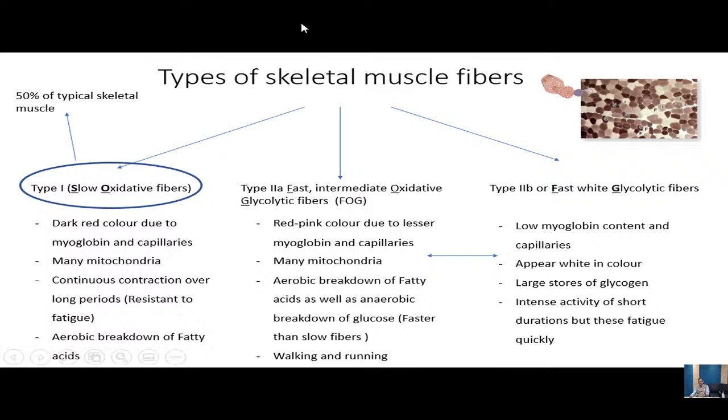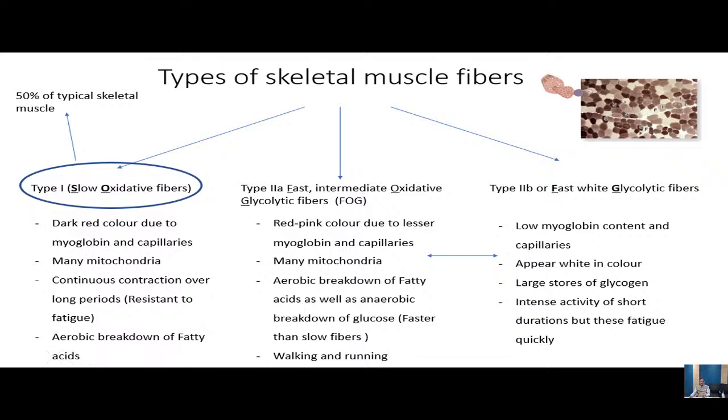Let me tell you why the cross section of these skeletal muscle fibers appears like this. These dark fibers have actually been stained with a dye, but if you look at the skeletal muscle fiber in a cross section, you will see that some of them are dark red in color. The type 1 fibers, which are also known as the slow oxidative fibers, are dark red. What is the reason for this dark color? They have a lot of an oxygen-binding chemical called myoglobin, and they are also very rich in capillaries. Capillaries are present around them, because of which they appear dark red in color.